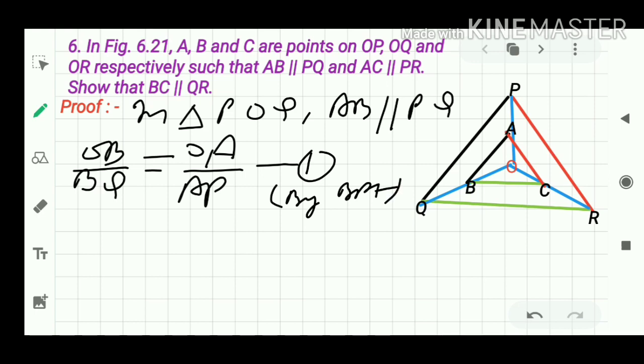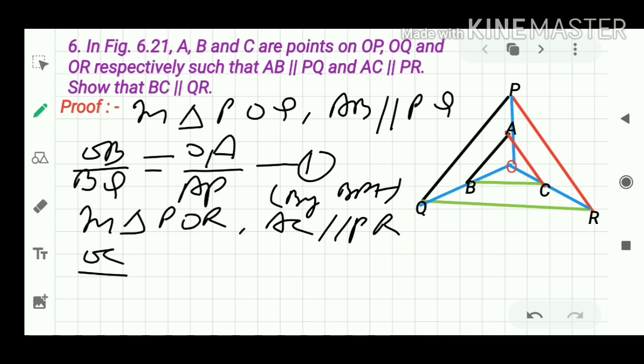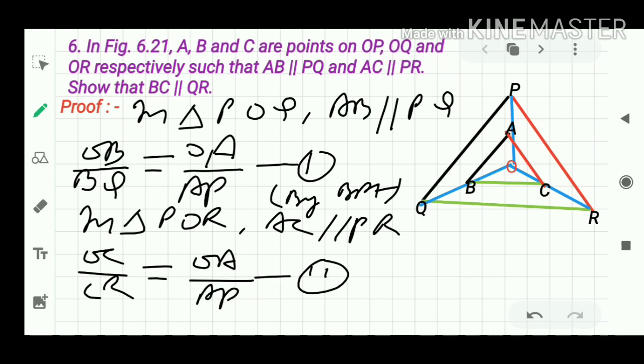Similarly, in triangle POR, AC parallel PR, red line, you can see the red line. So OC by CR equal to OA by AP. Equation 2. Same reason by BPT.